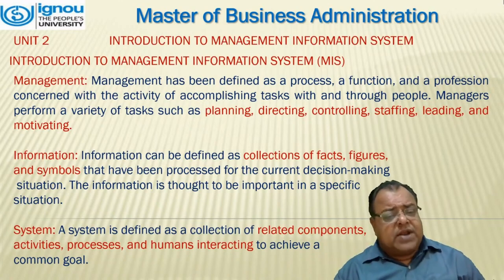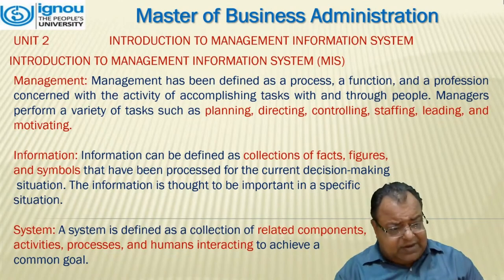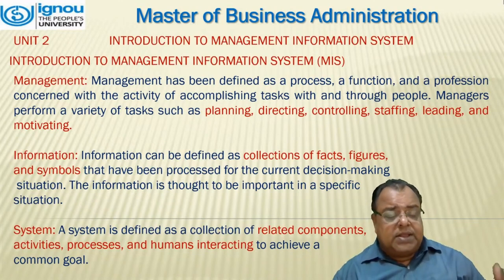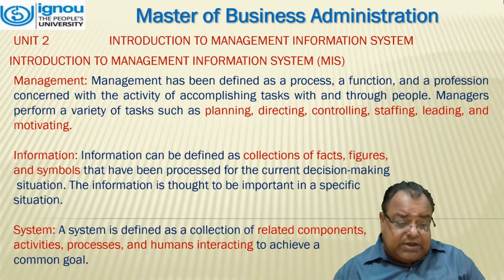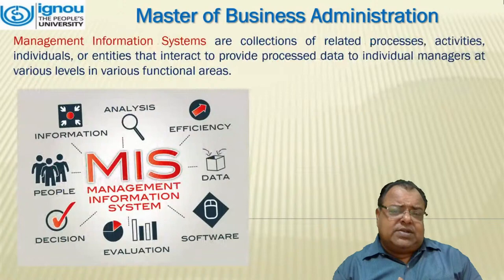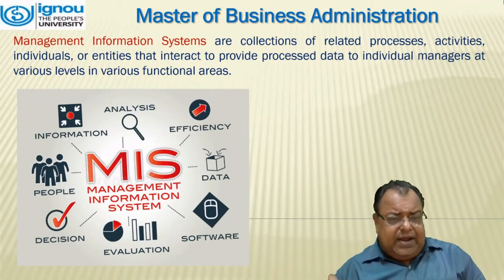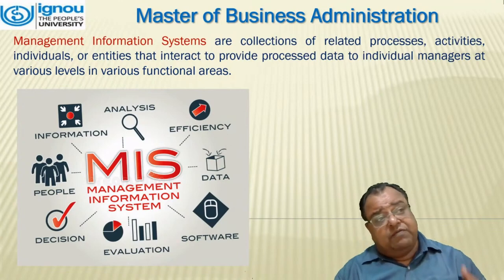Managers perform a variety of tasks such as planning, directing, controlling, staffing, leading, and motivating. The second component is information. It is defined as a collection of facts, figures, and symbols that have been processed for the current decision-making situation. The information is thought to be important in a specific situation. And the third component is the system. A system is defined as a collection of related components, activities, processes, and human interaction to achieve a common goal. Management information systems are a collection of related processes, activities, individuals, or entities that interact to provide processed data to individual managers at various levels in various functional areas.